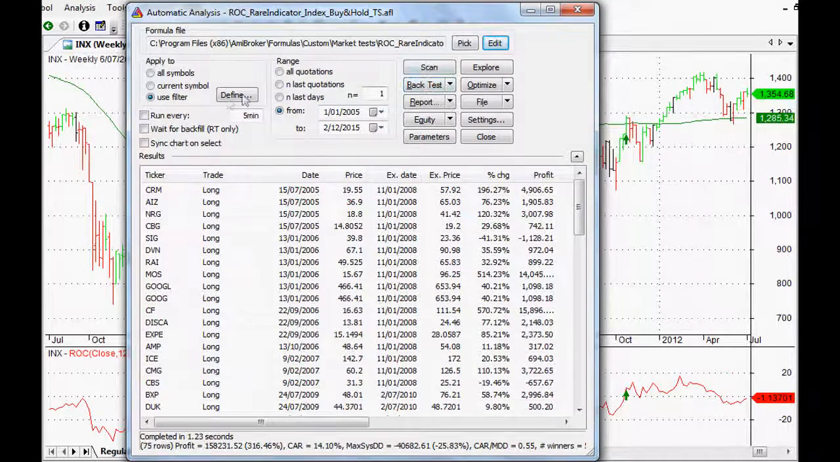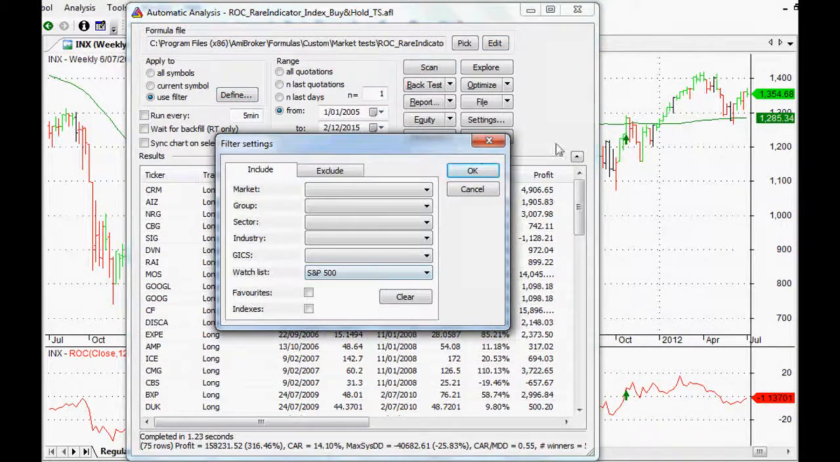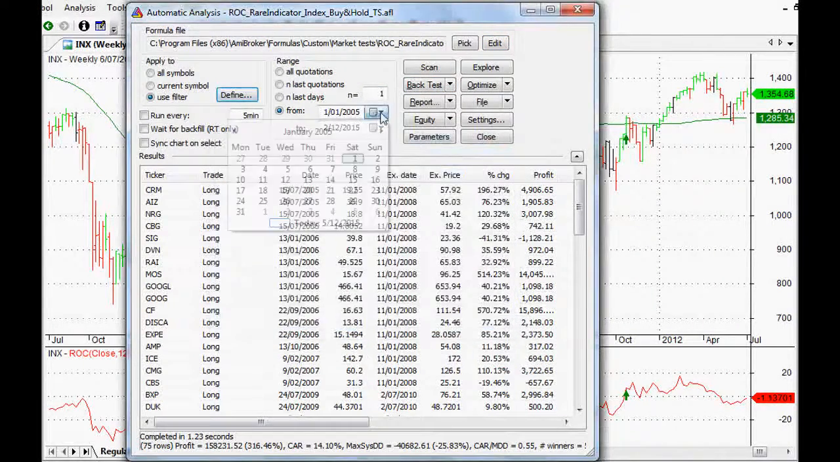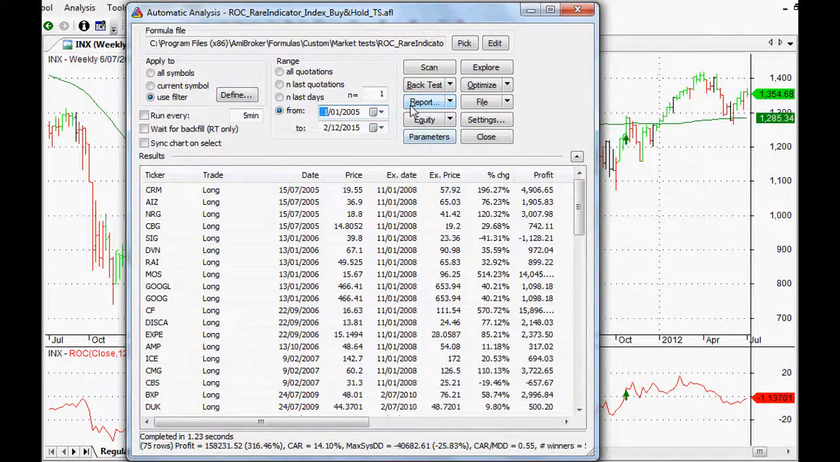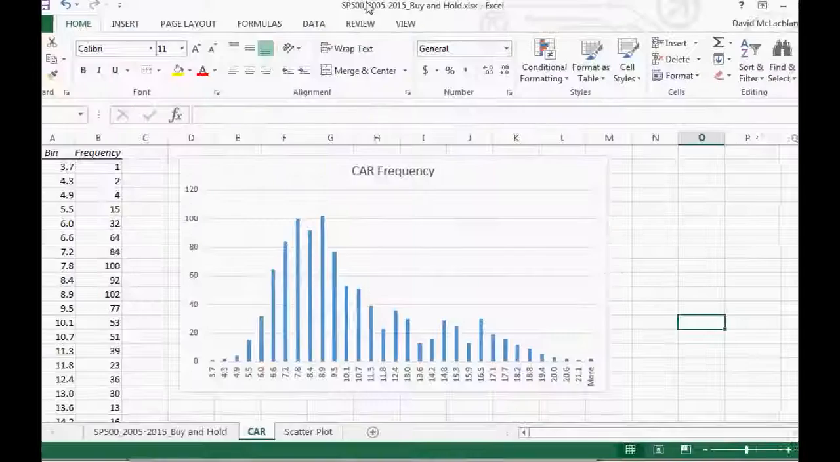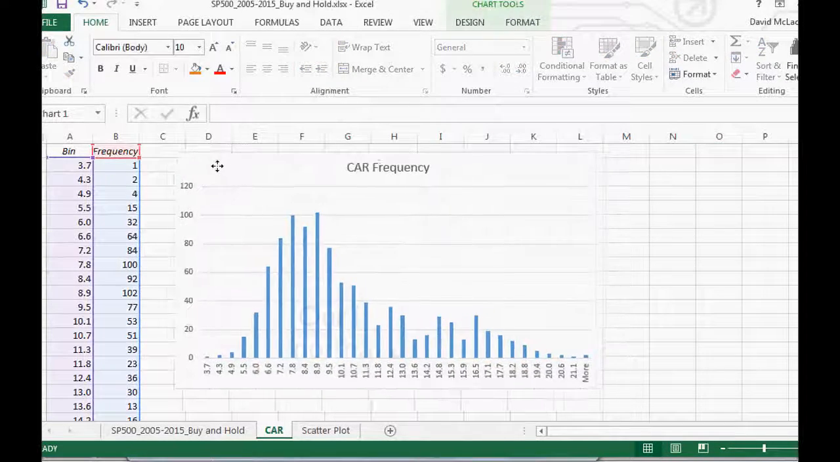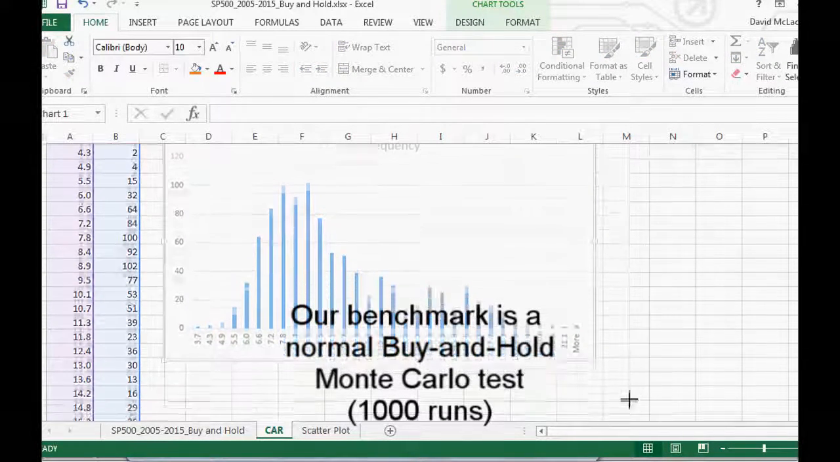So all I do now, once I've defined the universe, we've got the S&P 500 there, and I just did it from January 2005, so 10 years, the last 10 years. Now, we could do more, but sometimes it's just easier data-wise to do it in the last 10 years for this particular purpose.